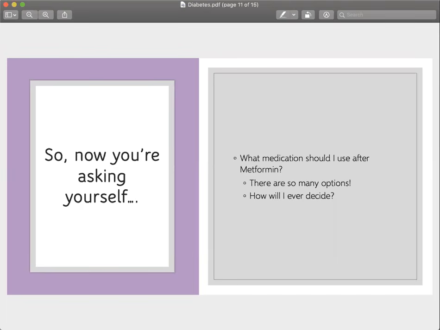Overall, we just need to look at their age, weight, comorbidities, as well as the cost of the medications and the side effects of the medications. And so if you choose something that doesn't end up working for your patient, that's okay, because we have plenty of other medications to choose from, right?